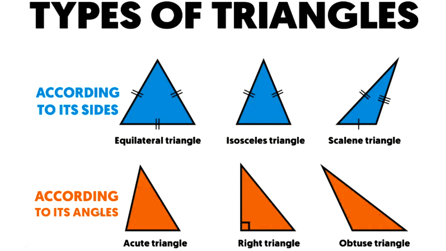Now according to its angle, the first triangle is an acute angle triangle in which all 3 angles of the triangle are less than 90 degrees. In right angle triangle one of the angles is exactly 90 degrees, and the last one, obtuse triangle, has one angle which is more than 90 degrees. So these are the 6 basic types of triangle according to its sides and its angles. Now we will go to see them in detail.